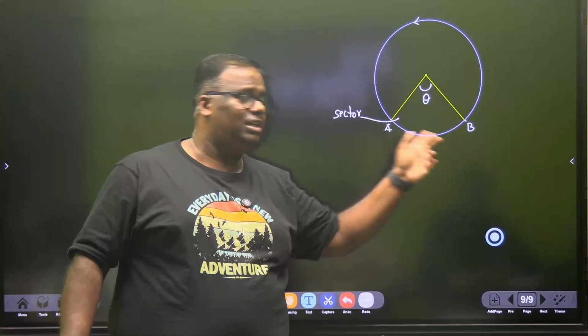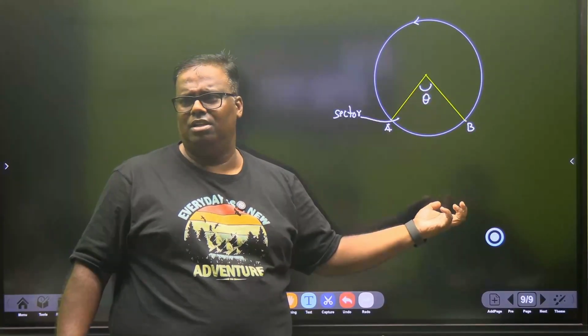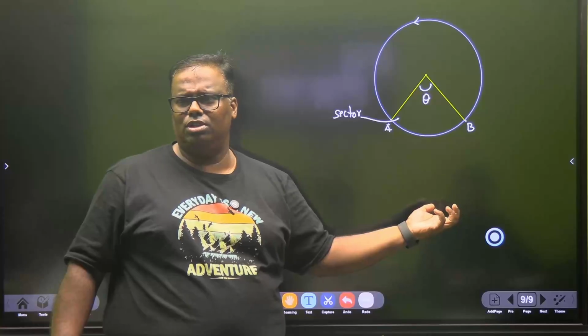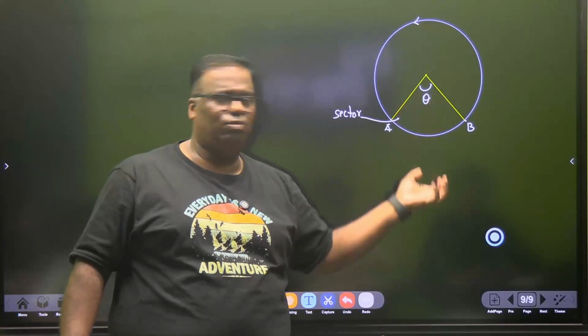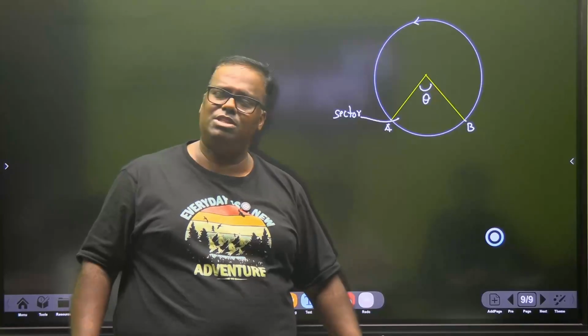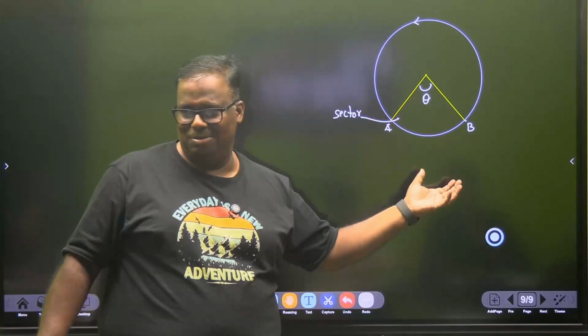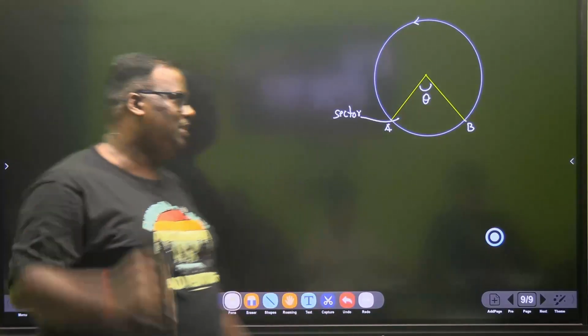If this is a margarita pizza and if this angle is 90, you ate a quarter of a pizza. Simple. 1/4. If the angle is 180, then how much are you eating? Half of a pizza. Everyone can say it now. This is a quarter of a pizza. Do you agree?